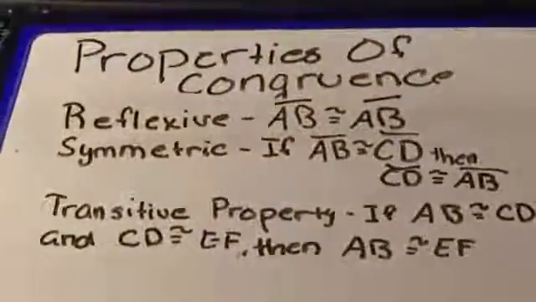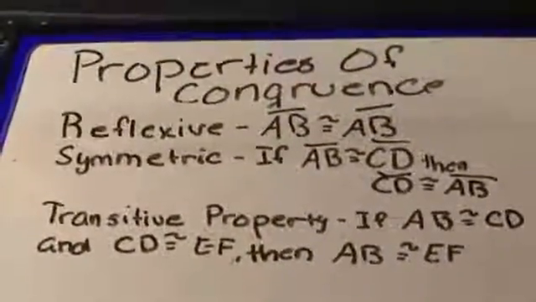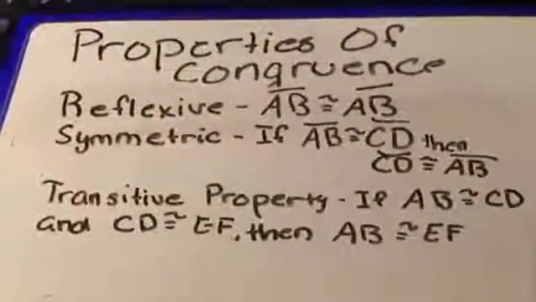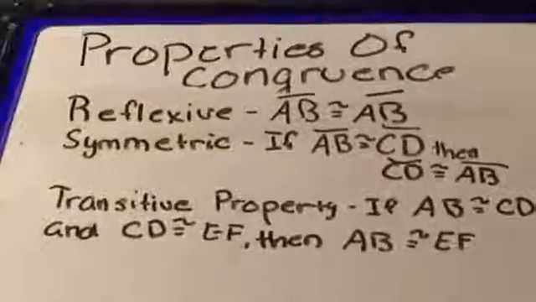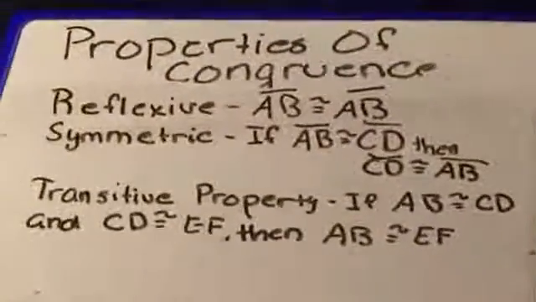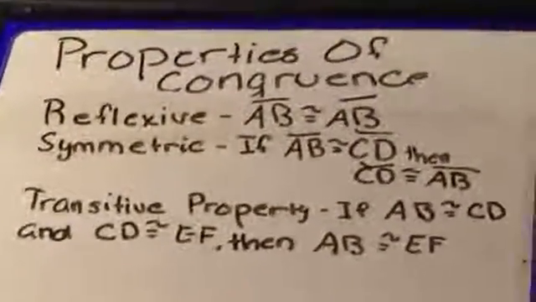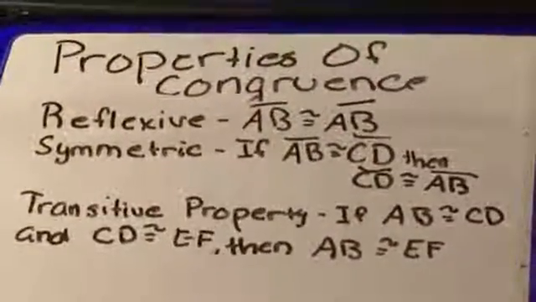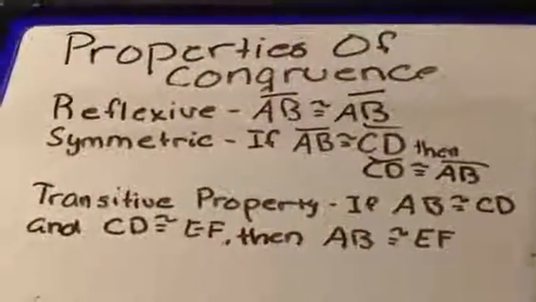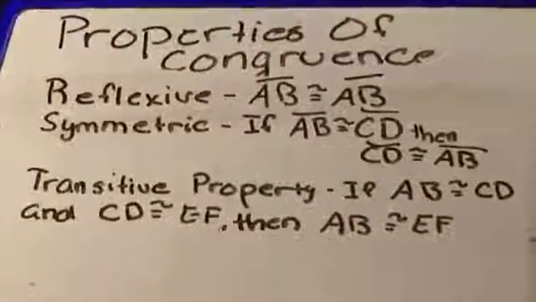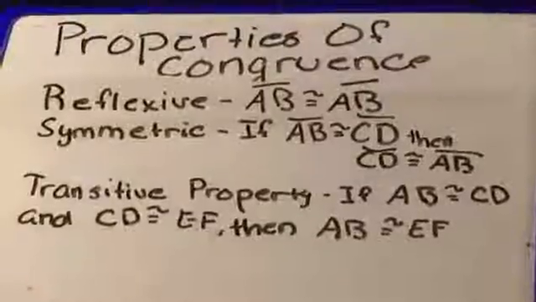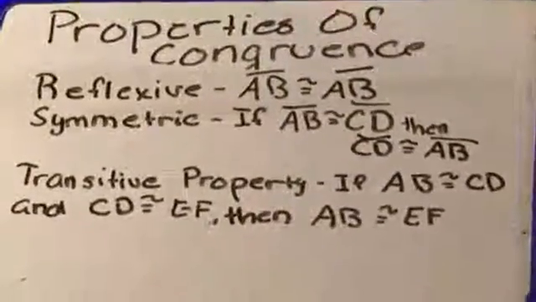The reflexive, symmetric, and transitive properties are properties of congruence you will use in this lesson. The reflexive property states that a value is equal to itself. For example, segment AB is congruent to segment AB. The symmetric property says we can interchange the sides of an equation, and the equation is still a true statement. For example, if segment AB is congruent to segment CD, then segment CD is congruent to segment AB.